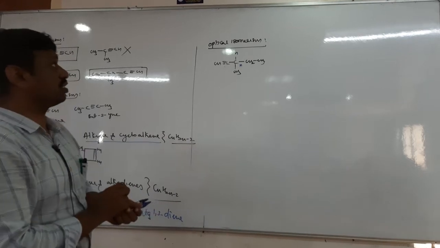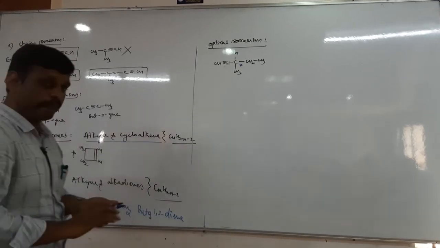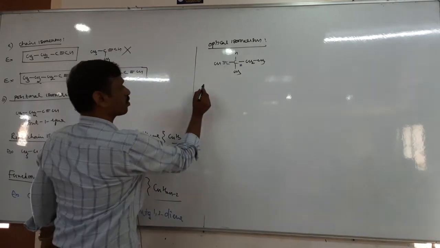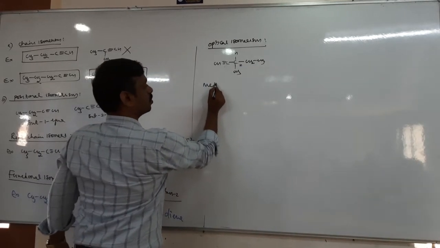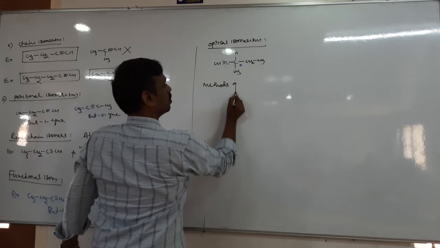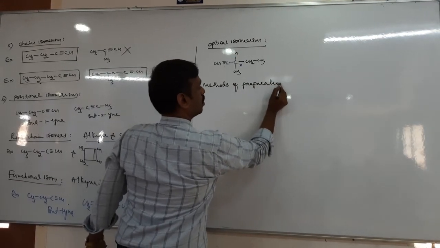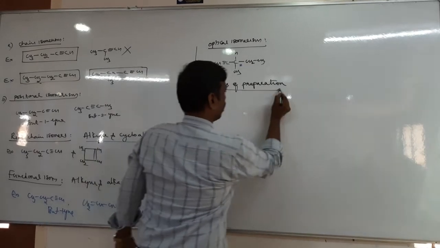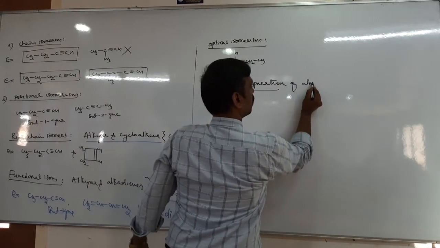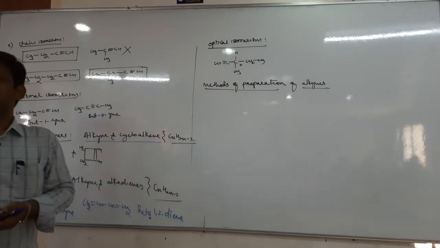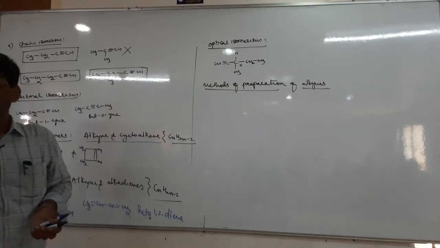Okay. So this is about optical isomerism, right? Next is methods of preparation of alkynes. So what are the methods of preparation of alkynes?